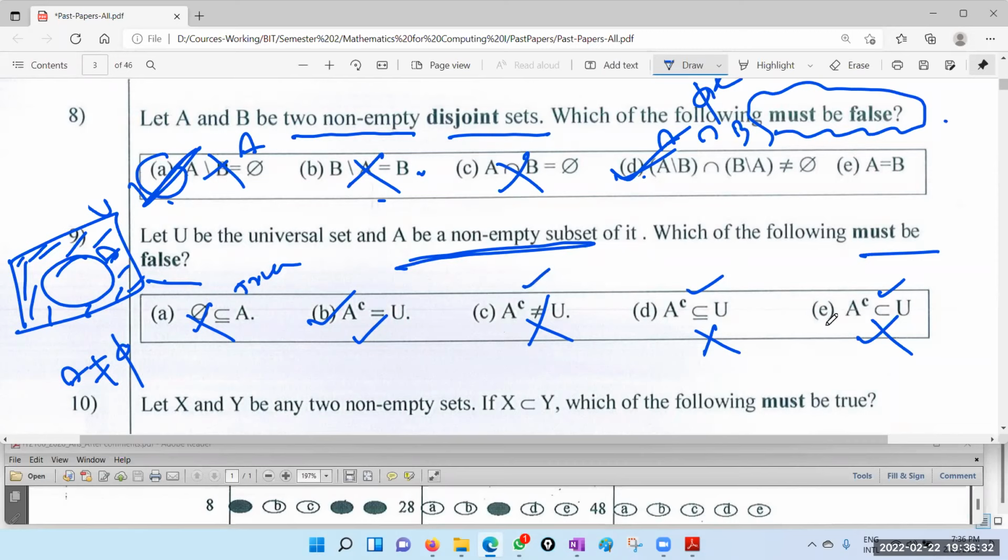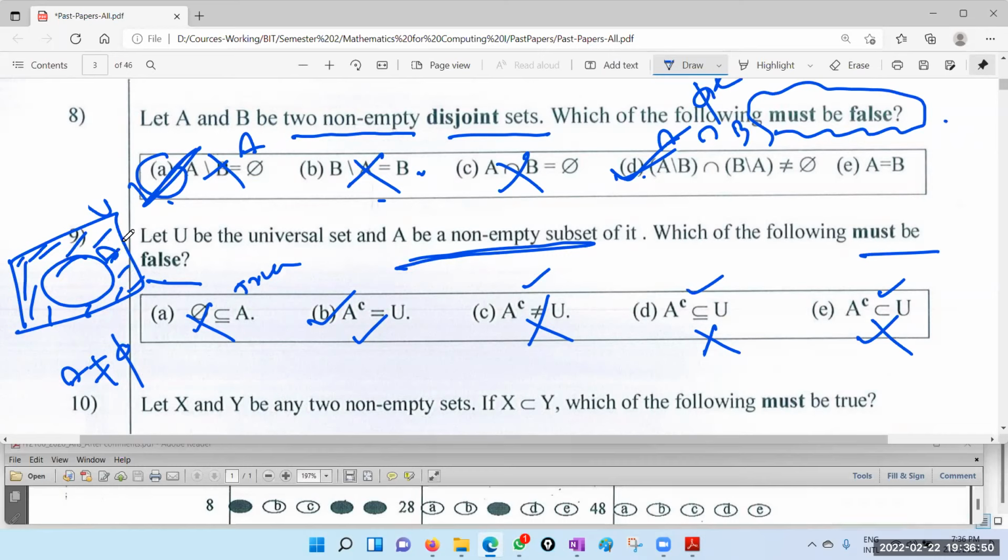D1. A complement must be a subset of U. A complement is inside U, right? A complement must be inside U. So therefore it is correct.